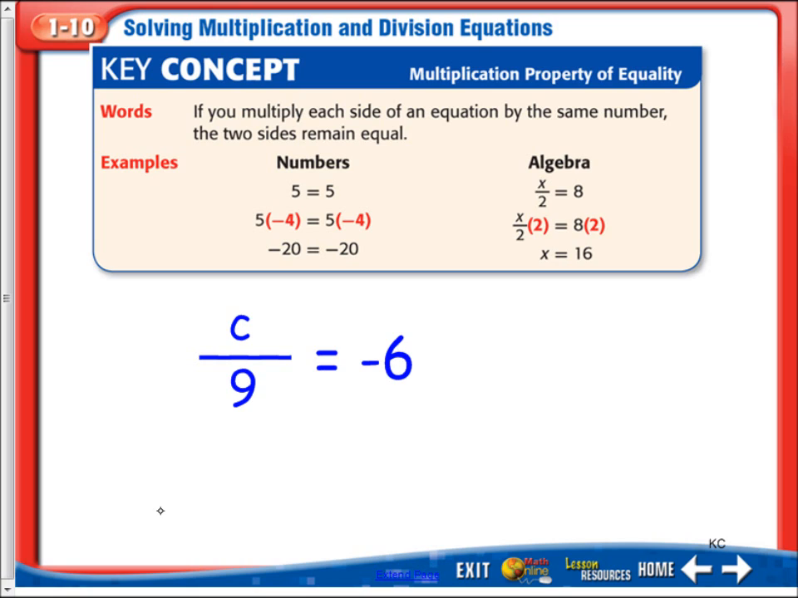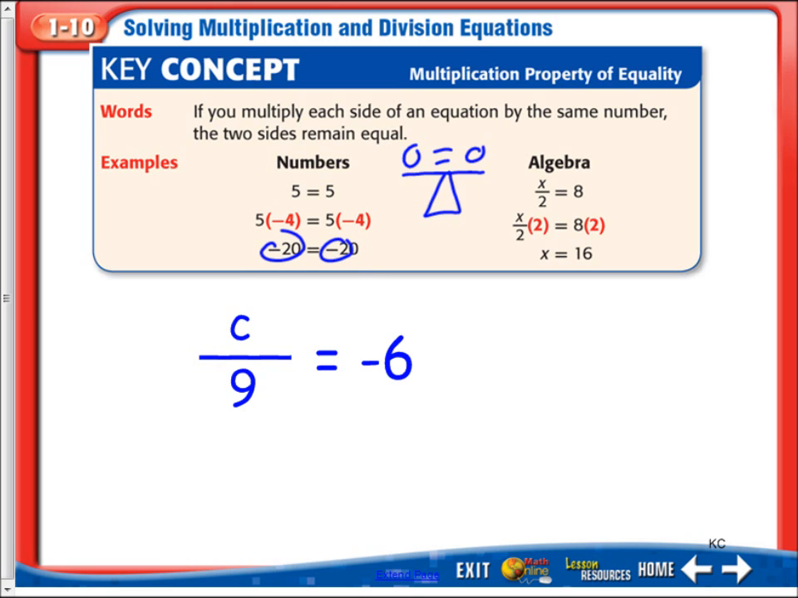Okay, now if you multiply each side of the equation by the same number, the two sides remain equal. Again, the whole idea here is we're talking about that teeter-totter, and we have got to keep it balanced. Whatever you put over here, you have to put the same thing over here. All right, so what this says is 5 equals 5. So if you multiply by negative 4 on the left, you have to multiply by negative 4 on the right in order to maintain equality.